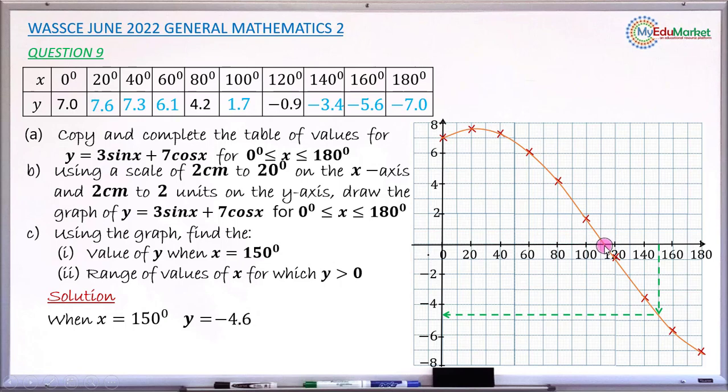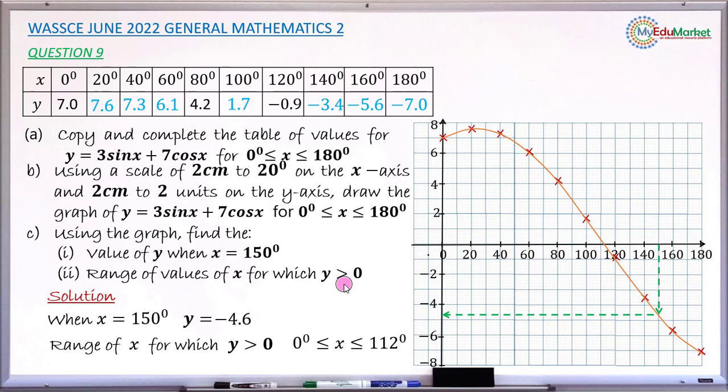So you now have to estimate what will be here, exactly where the curve crosses the x-axis. This is just one small division after this thick division. This is 110. So one small division after 110 is 2. So this will give me 112. So the range of values of x for which y is greater than 0 is now going to be from x0 to x equals 112. So I'm going to write the range here in form of inequalities, x from 0 degrees to 112 degrees. The corresponding value of y there is now going to be greater than 0. And this answered the question.